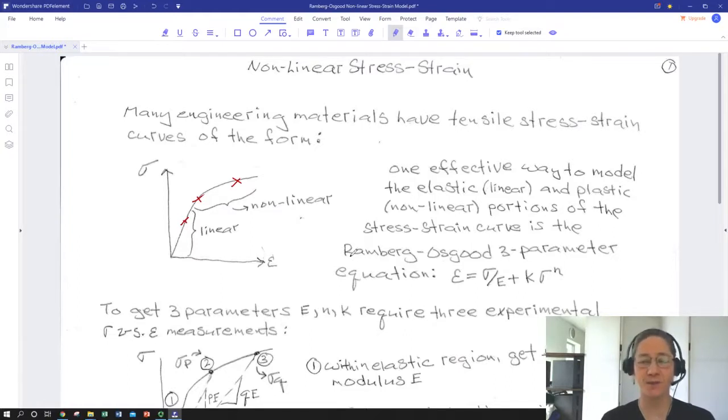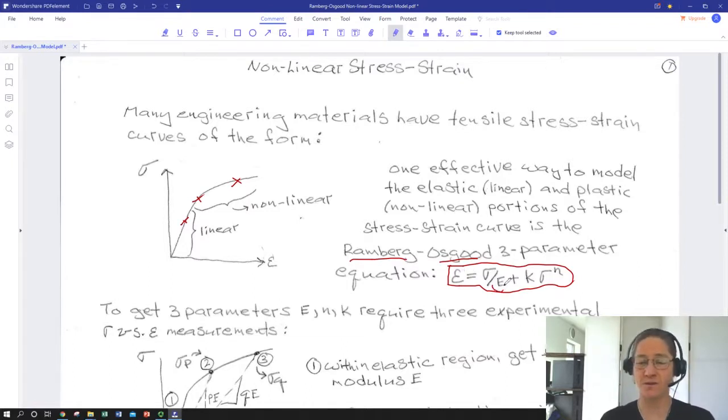One model that works particularly well for a lot of structural materials, especially metals, is something called the Ramberg-Osgood three-parameter equation. And here it is. You can look this up in any number of handbooks. So it says the strain for any given stress is equal to the stress divided by the elastic modulus. So that would be the elastic strain right here.